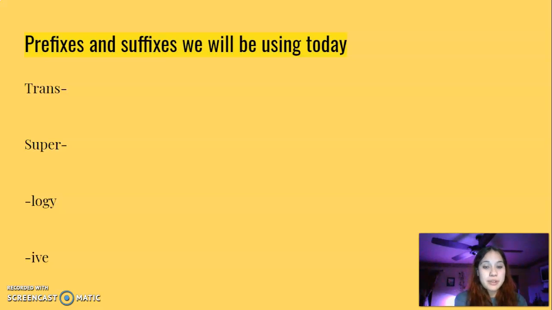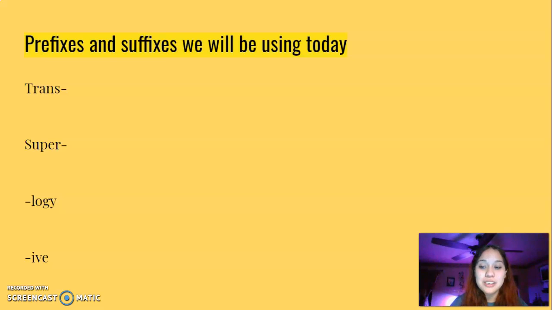Okay, so we will be learning about the prefixes trans. Who could tell me a word with trans? Right, like transformers, transport. How about super? Yes, Superman, correct. And we will also be going over suffixes such as logy. Can you tell me a word that ends with logy? Right, technology. How about radiology? This is a hard word.